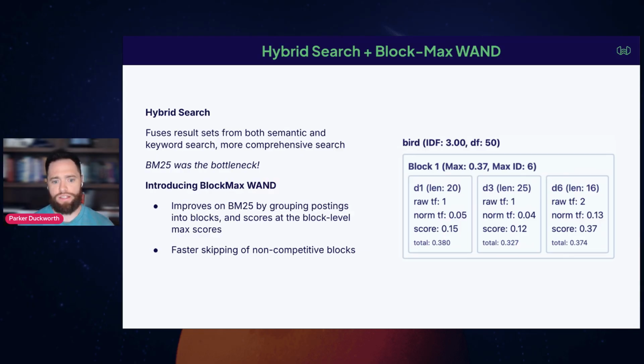Now, BlockMax WAND is basically an algorithm that works with BM25, and it groups posting lists together into blocks and assigns a max score per block so that blocks can be very, very quickly skipped, and we can very quickly skip over irrelevant documents that don't contain the phrases that are actually used in the search. So with the combination of hybrid search and BlockMax WAND based BM25, we were able to provide a hybrid search that scales super well into the billions.